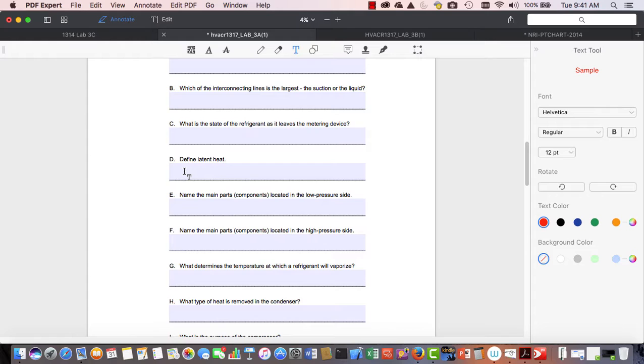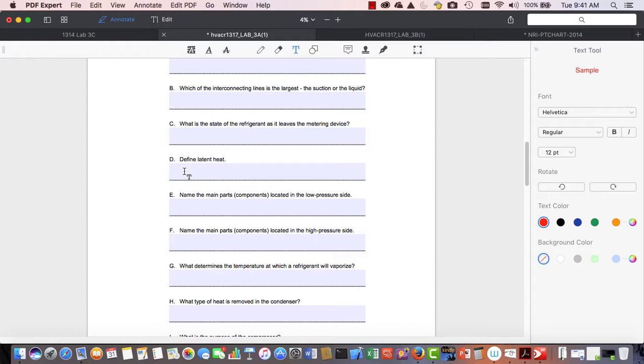Same thing happens in a refrigeration cycle from liquid to vapor. I can have 60-degree liquid, I can have 60-degree vapor. The difference is the amount of BTUs that have been added or removed to do the change of state.